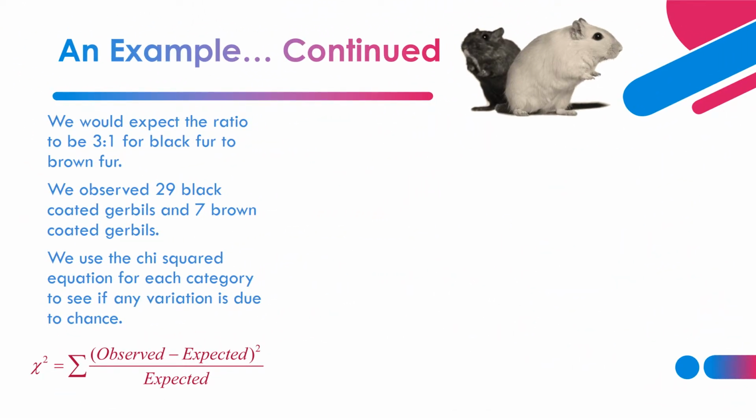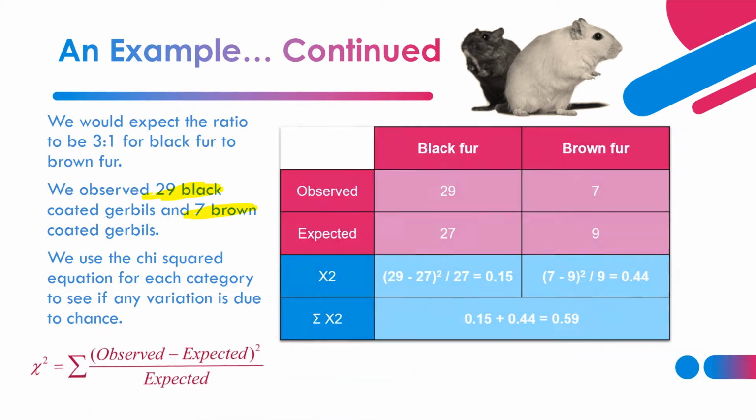So we observed 29 black coated and 7 brown coated. We need to now use our chi-squared equation here, so observed minus our expected, squared, divided by expected, to actually calculate whether the variation is due to chance or not. So we need to have this in a table form.